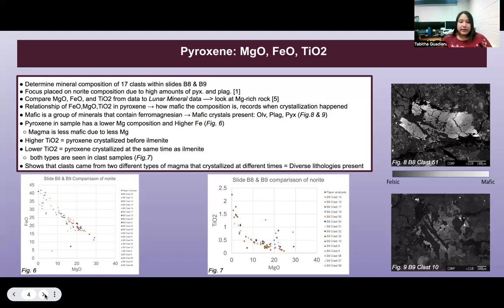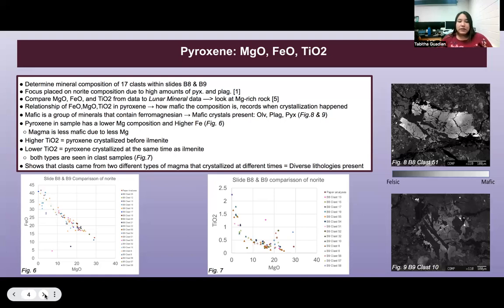We have a higher titanium and a lower titanium group, and higher titanium just lets us know that the pyroxene crystallized before ilmenite, which is why it has a more concentrated amount of titanium. Lower titanium lets us know that our pyroxene crystallized at the same time as ilmenite, which is why this titanium is lower. It's being shared amongst both of those minerals. And we see both of these types in our clasts.